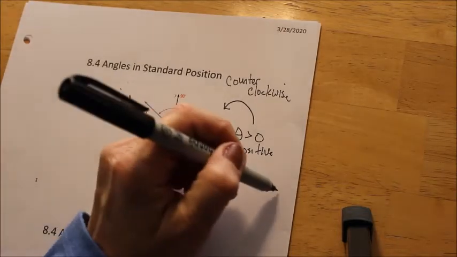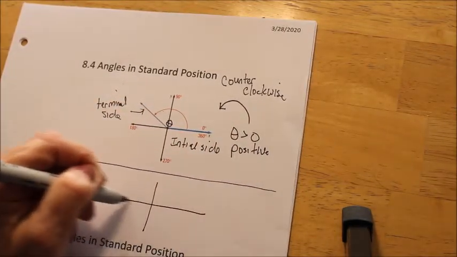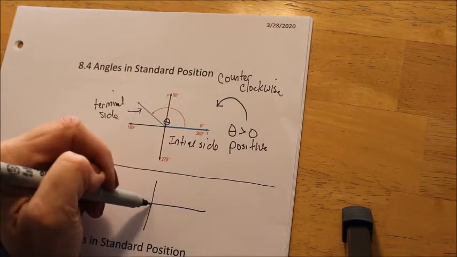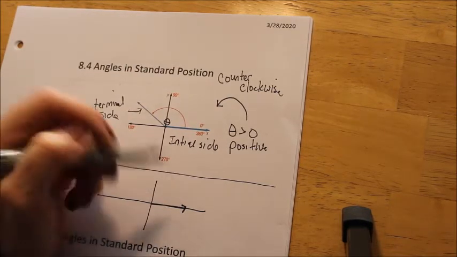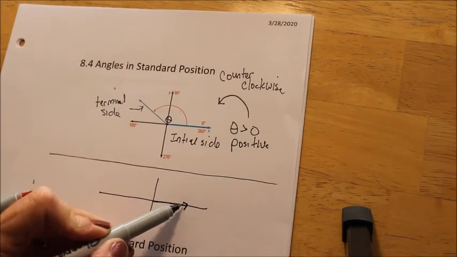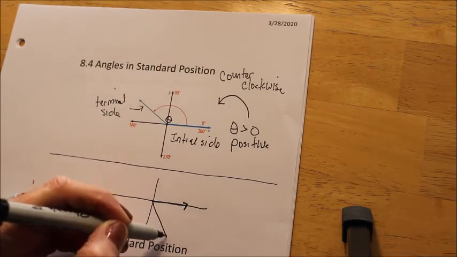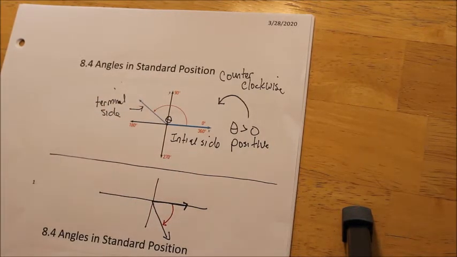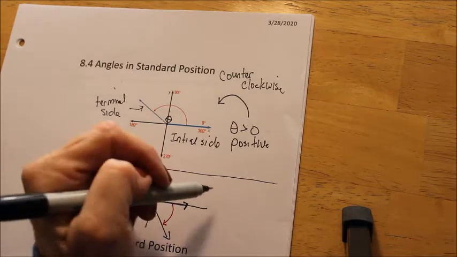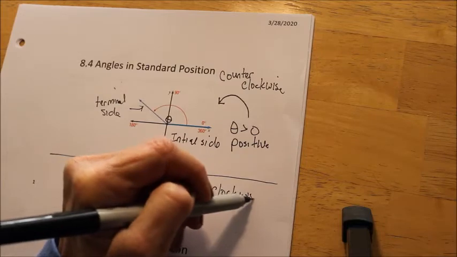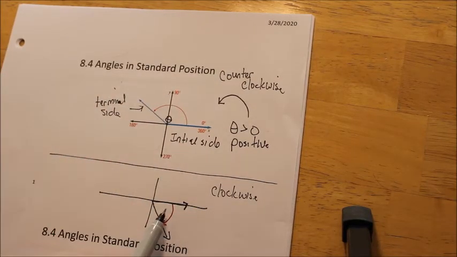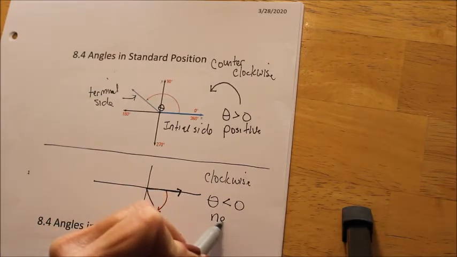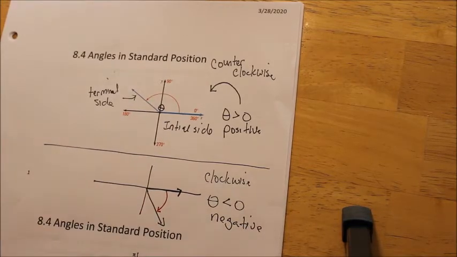Now, contrary to that is the opposite, right? So let's say here's my initial side. It hasn't moved. And then I take it and I go this direction, let's just say I come down here, and your arrow is stating that I went in this direction. Well, that is clockwise. And that is going to be if you have a negative angle, so if theta is less than 0, or you can think of it as a negative number.